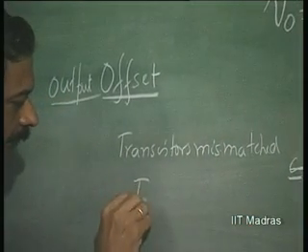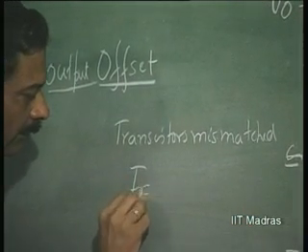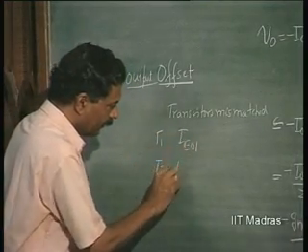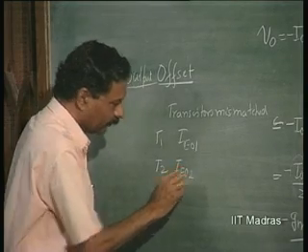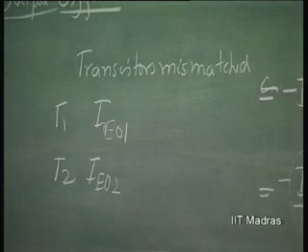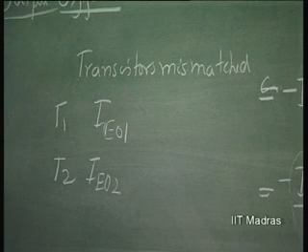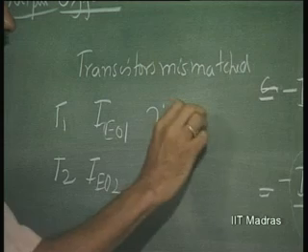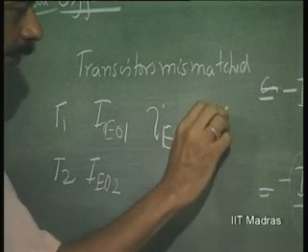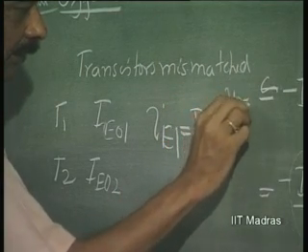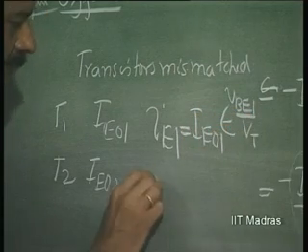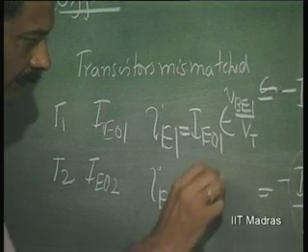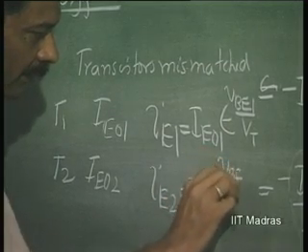matched, that is IE naught. Transistor 1, T1, is having IE naught 1 and transistor T2 is having IE naught 2 as its reverse saturation current. Then what will be IE1? IE1 is IE naught 1 exponent VBE1 by VT. IE2 is equal to IE naught 2 exponent VBE2 by VT.